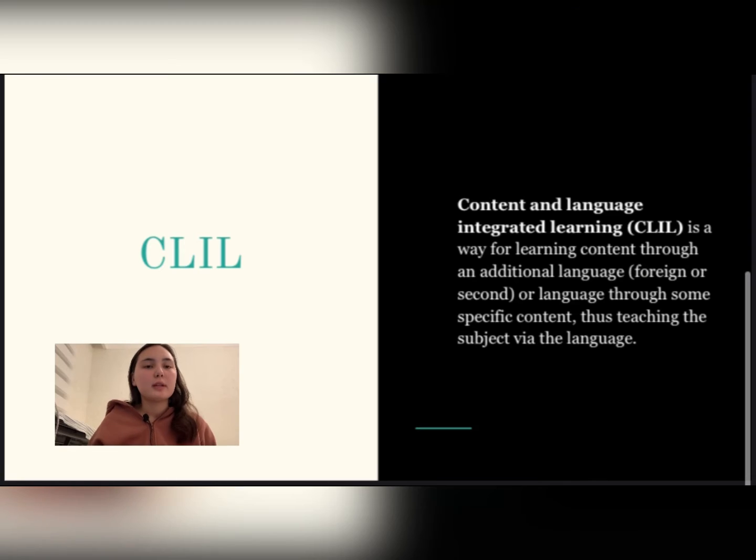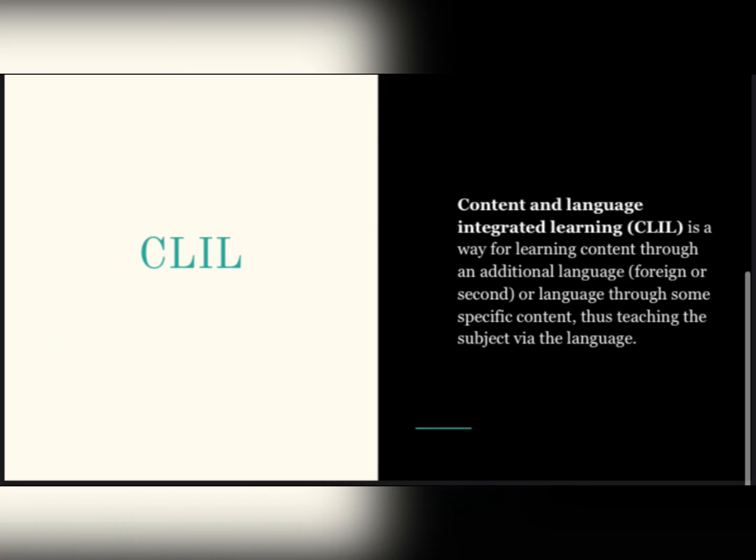For the general understanding, I will tell a little about CLIL. Content and Language Integrated Learning is a way of learning content through an additional language, foreign or second, or language through some specific content, thus teaching the subject via the language.